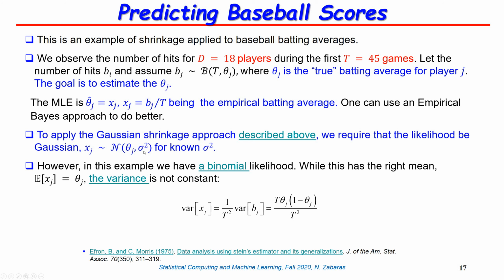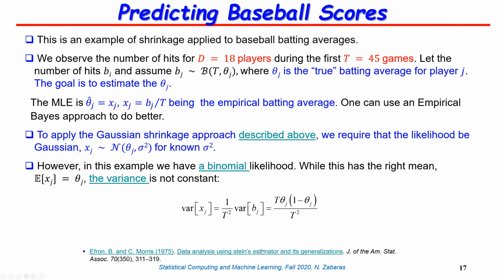So the likelihood model does not fit what we considered before, where we had xj depend on a Gaussian with a mean theta j and a constant variance, because now the variance is a function of theta j. So it is problematic how we can integrate information between all the players to compute sensible estimates for theta j for each player. So we are in principle a little bit stuck.